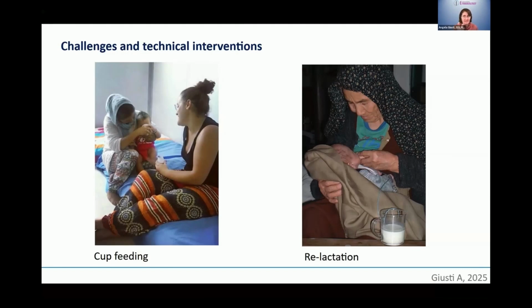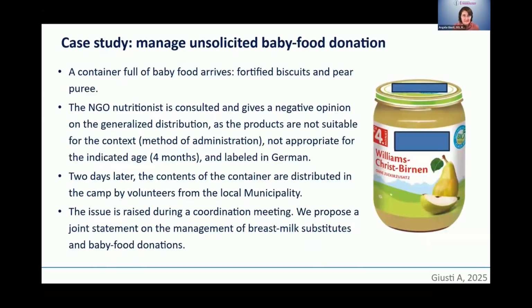This is a grandmother lactating for the baby after the mom died during childbirth. What you see is formula milk, but the grandmother in this case, in a couple of weeks, started her milk supply and could breastfeed her grandchild. And next one, please. This is an example of how difficult it can be to manage unsolicited baby food donations in any setting, low-resource settings, emergencies. This was a large shipment of baby food coming from Germany.